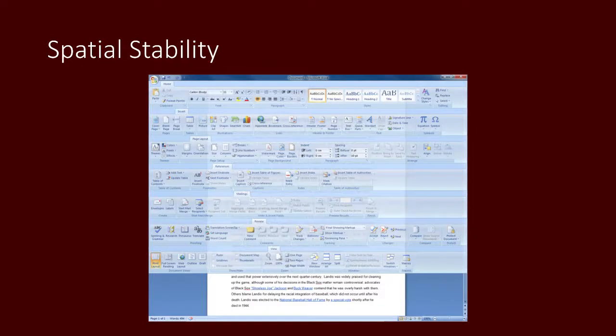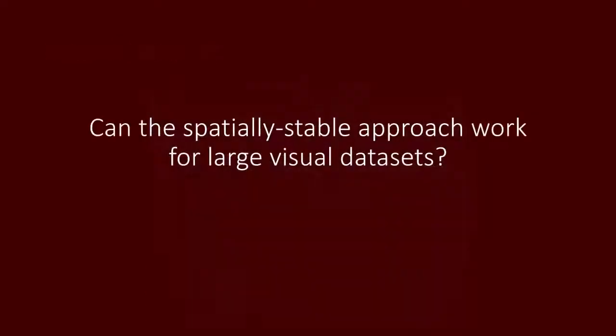Here's one example, the command maps interface that takes all of the commands from Microsoft Word and puts them all onto the screen and never moves them. Spatial interfaces like this one become faster and faster as people learn the locations, which happens quickly for commonly used commands. So this is great, but the spatial approach has only been tested on small and medium-sized sets of objects. And so we ask the question, does a spatial layout work well for large data sets?